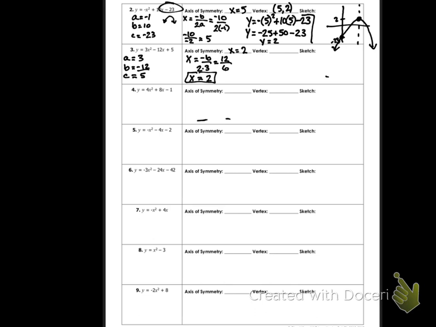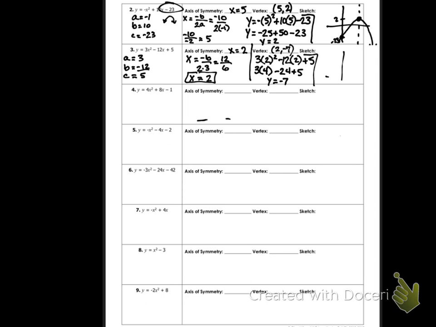Let's plug in for our vertex. We plug everything into our function: 3 times x squared, minus 12 times x, plus 5. We plug that all in the calculator, and we get that y is equal to negative 7. So our coordinates are going to be (2, -7).